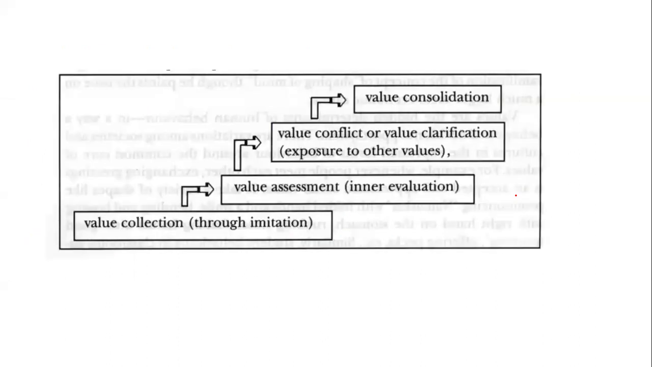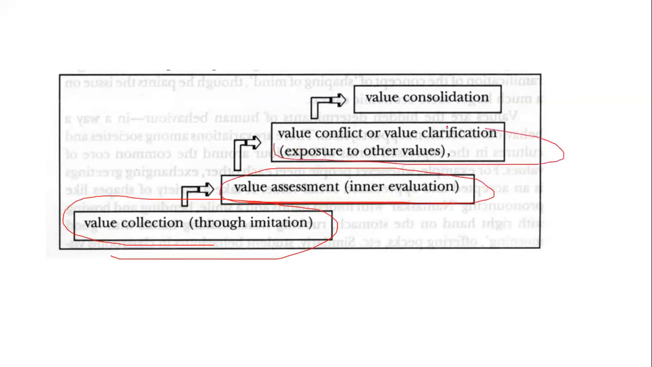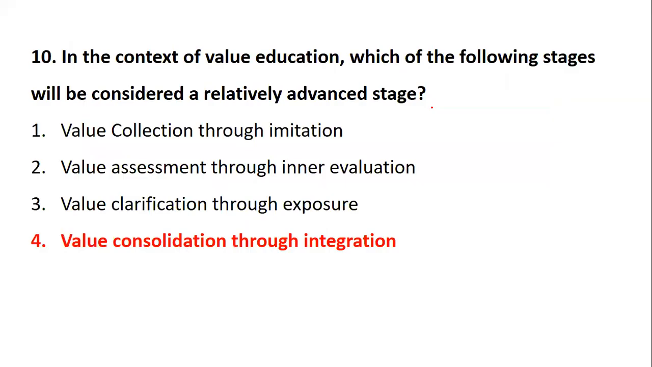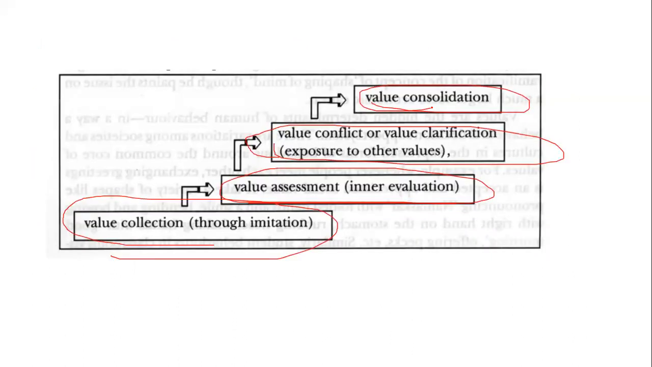Now let's see the stages. Value collection goes through imitation. Then we have value assessment, that is inner evaluation. Then we have value conflict or value clarification, that is exposure to the values. And then we have value consolidation. The question was which is the advanced stage, so as per the given diagram, it is value consolidation.